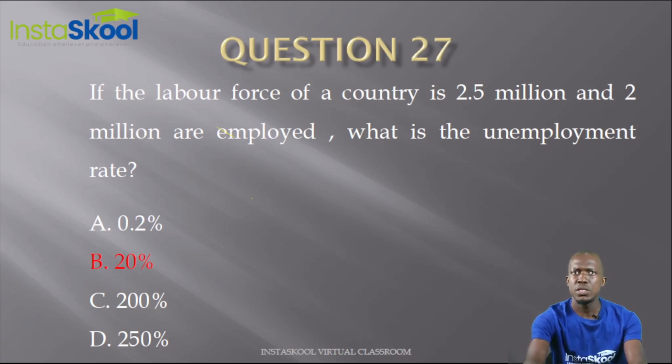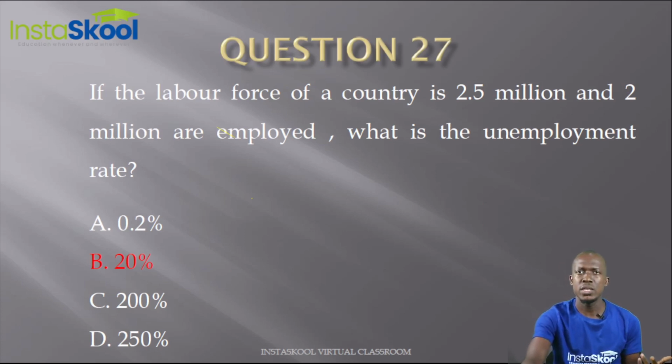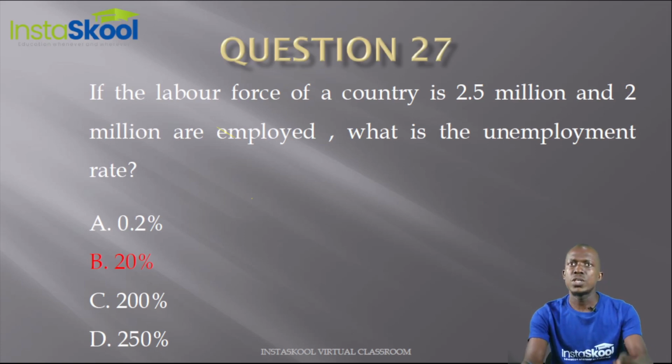Option B. Again, we get the number of people who are not employed. That is 2.5 million minus 2 million, which is 500,000. Then divided by the number of people in the country expressed in percentage. That is times 100 over 1. Question 28.